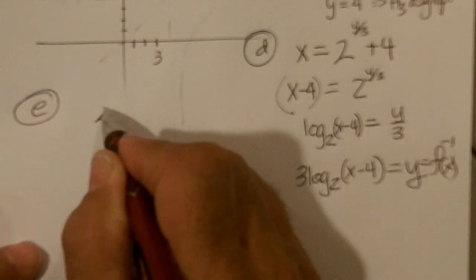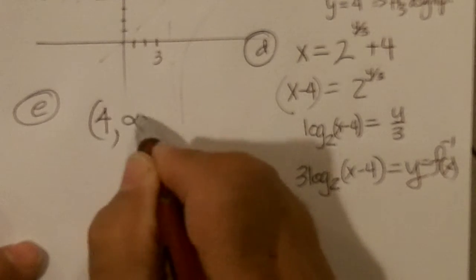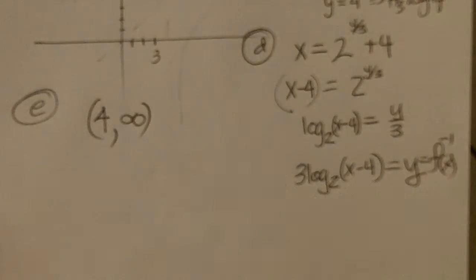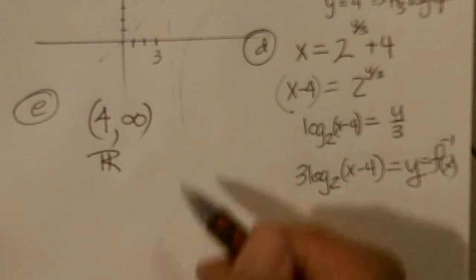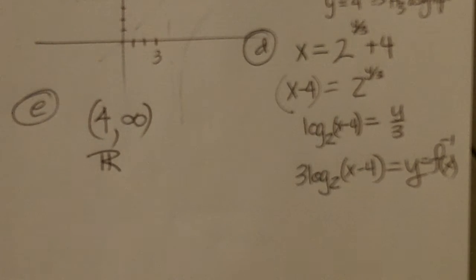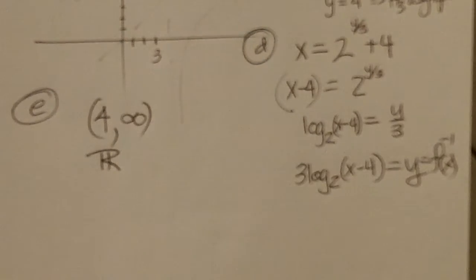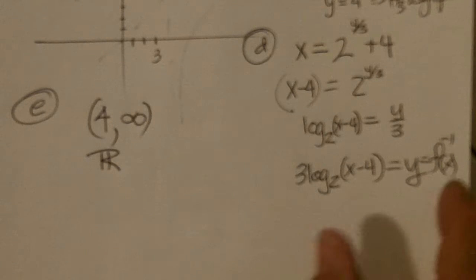So greater than 4, not 4. And the range would be all real numbers, because it'll go from negative infinity on up to positive infinity. That was a tricky one. I can understand why some of you had that one left.